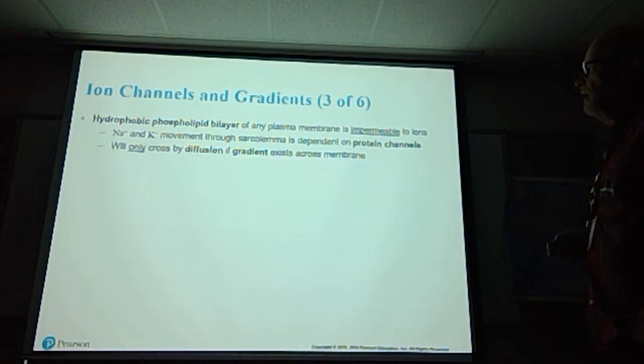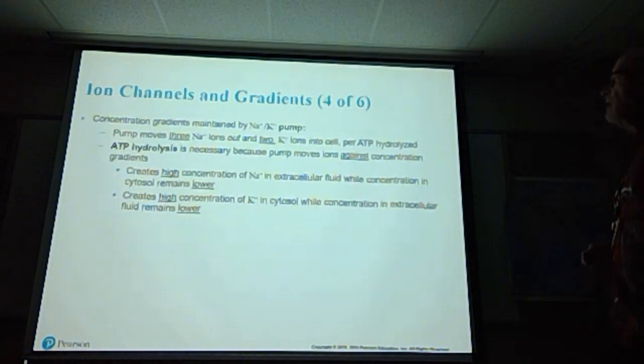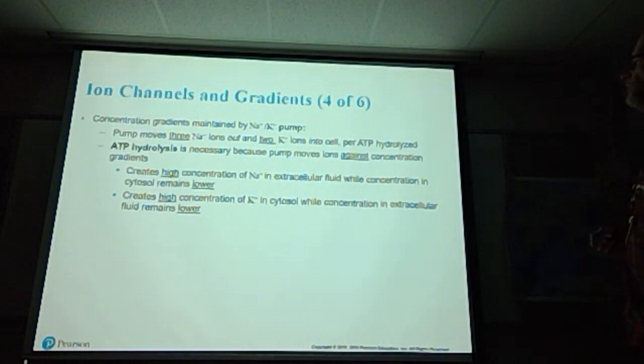Sodium and potassium. We talked a little bit earlier in the semester about the sodium-potassium pump, and we're going to talk a great deal about it here in just a few moments. Concentration gradients are maintained by the sodium-potassium pump. The pump moves 3 sodium ions out and 2 potassium ions into the cell per each ATP unit that is hydrolyzed.